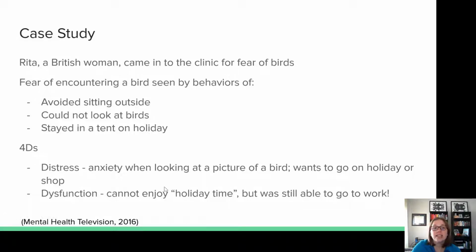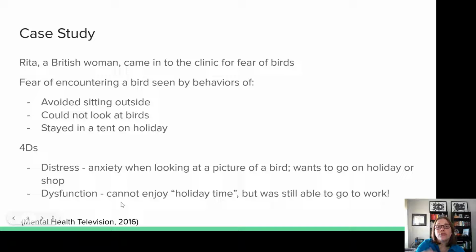Two of them that I think I see here is distress. Even on the first day of therapy, she has a lot of anxiety, even thinking about a bird and then looking at a picture of a bird. So that distress is really high. And she says that this is making her not be able to do things like go out and shop or go on a holiday. And that is distressing to her, that these symptoms are interfering with her life.